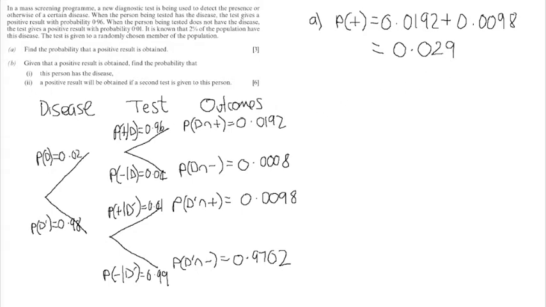Okay, so how are we getting the marks in this question? The method mark and accuracy marks come from using the tree diagram. Looking at these, we then get the accuracy mark for getting 0.029, and of course this calculation here is part of using the tree diagram.